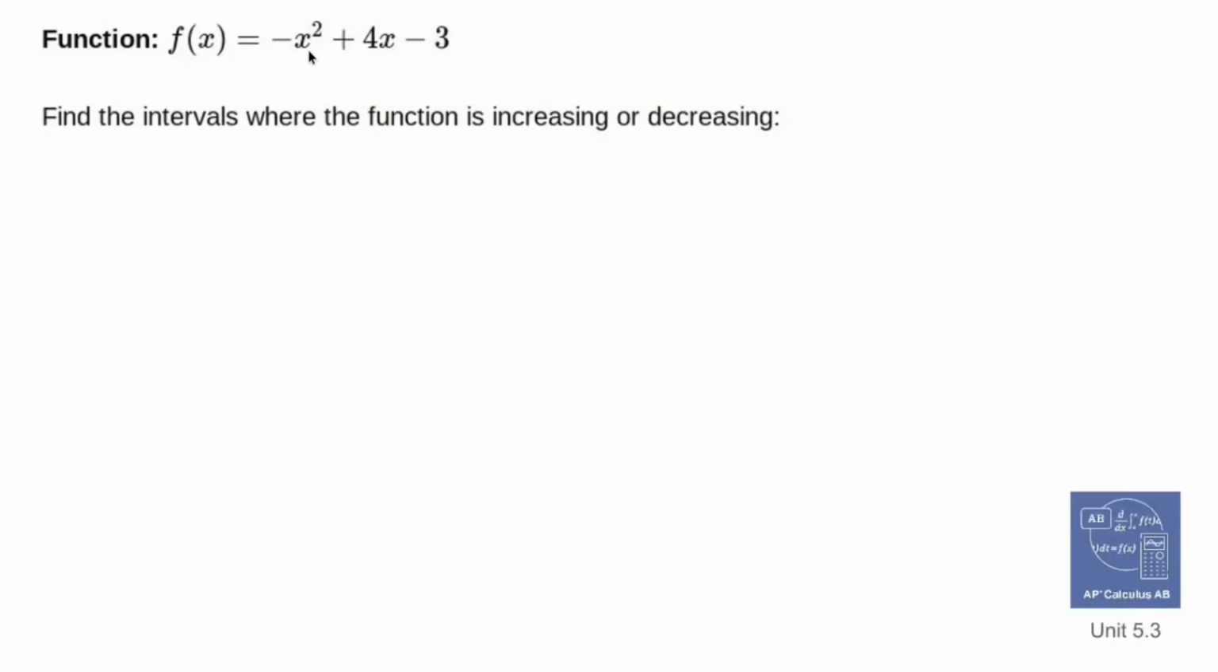For the function f of x equals negative x squared plus 4x minus 3, find the intervals where the function is increasing or decreasing. All right, so what you need to do is find your critical points. You do that by taking the derivative, setting it equal to 0, and solving for x. Critical points give you a local maximum or a minimum, right? If the derivative is positive, your function is increasing. If the derivative is negative, it's decreasing. So what we need to do is find the critical points and make a sign graph based off of that information.